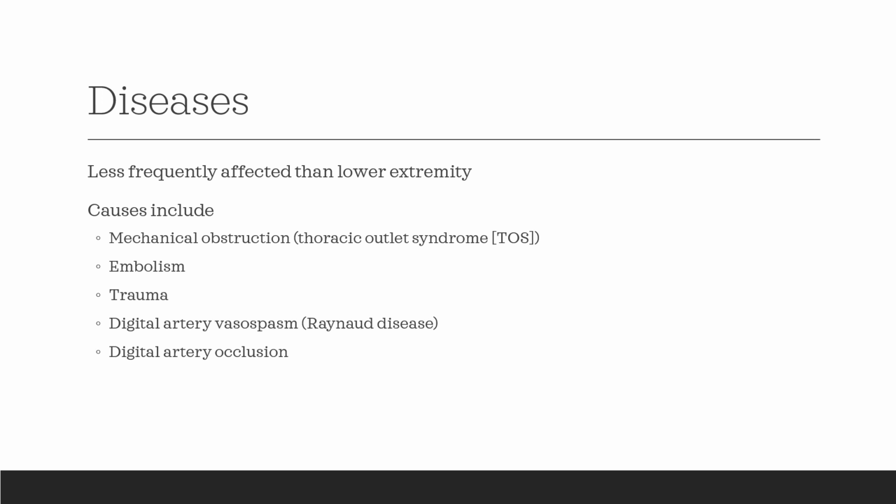Then we have trauma, which could be blunt force, but more commonly would be some sort of penetrating or iatrogenic trauma to the vessel, which could cause some disruption there. And then we're going to look a little bit at Raynaud's disease or Raynaud's syndrome, which can cause digital artery vasospasm, which can affect the blood flow in the upper extremity significantly.